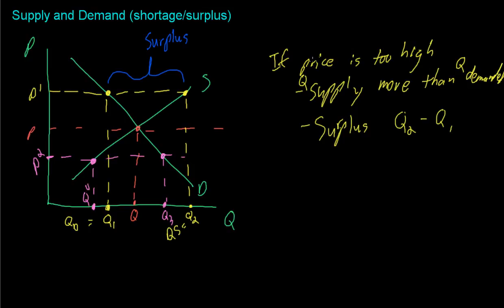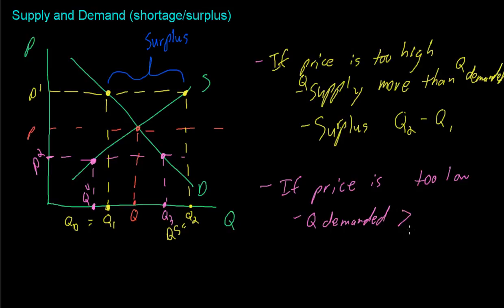So when price is too high, you supply more than is demanded, and you have a surplus. And also, if price is too low, then the quantity demanded, and I'm just going to write greater than, is greater than the quantity supplied, and that is called a shortage. And in this diagram over here, that would be Q3 minus Q4.